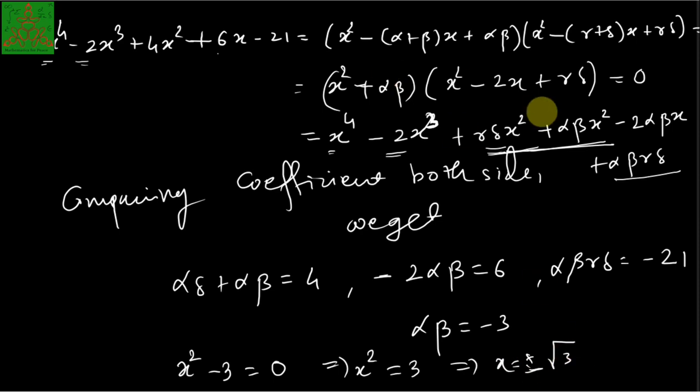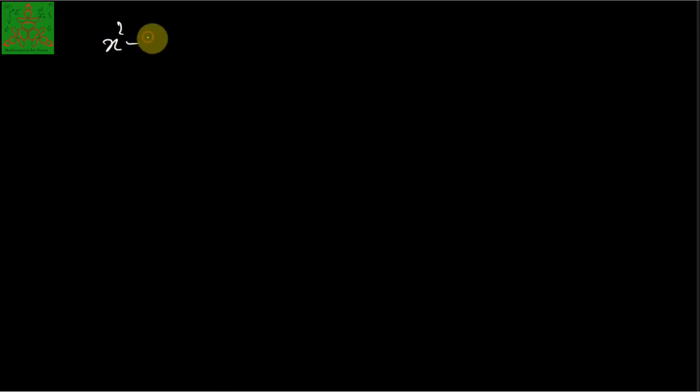Now we need to calculate another 2 roots. We need to have the value of gamma into delta. And since we have alpha beta, from this we can have the value of gamma into delta. So gamma into delta is minus 21 upon minus 3. So that gives you 7. So gamma delta is 7. So another equation we can have, that is x square minus 2x plus 7 equal to 0.